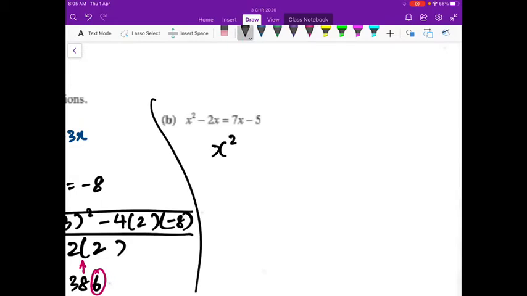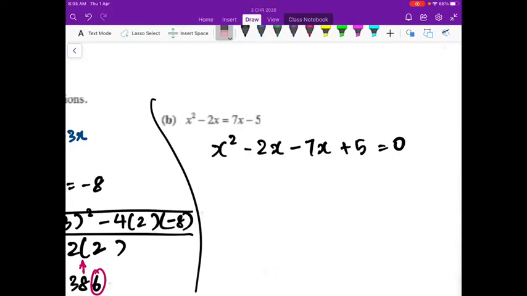X squared minus 2x. I want the right hand side to be equal to 0, so I need to subtract 7x on both sides. Subtract 7x. I need the right hand side to be equal to 0, so I need to remove the minus 5 by adding 5. Now this is going to be equal to 0.